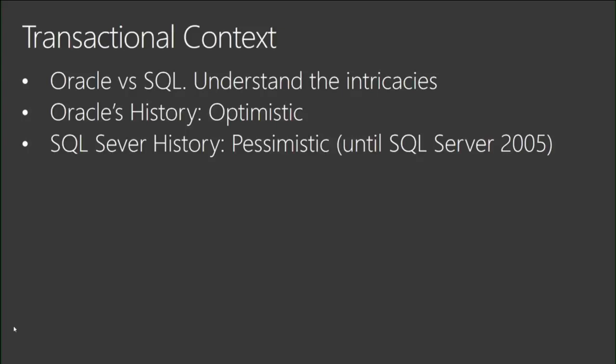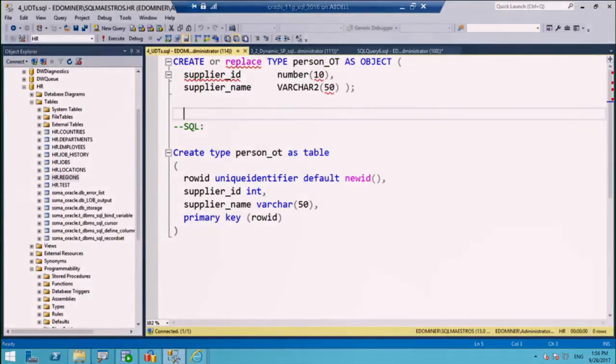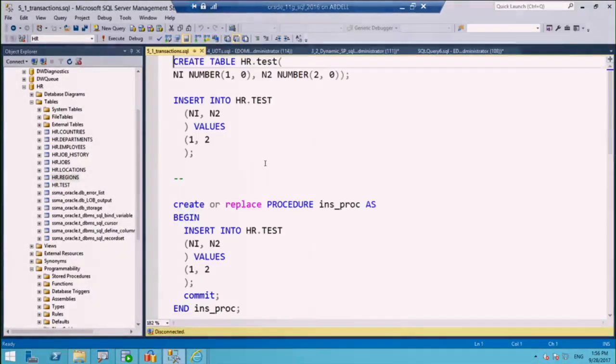From SQL 2005 onwards, SQL Server had snapshot isolation, which means with SQL Server you can also implement the optimistic concurrency model. But even though SQL Server supports the optimistic concurrency model, there are a few things that we need to know. And I will come to the summary in a while. For transactional context, I will spend some time. Let me show you the code first now. Next demo on transactional context.